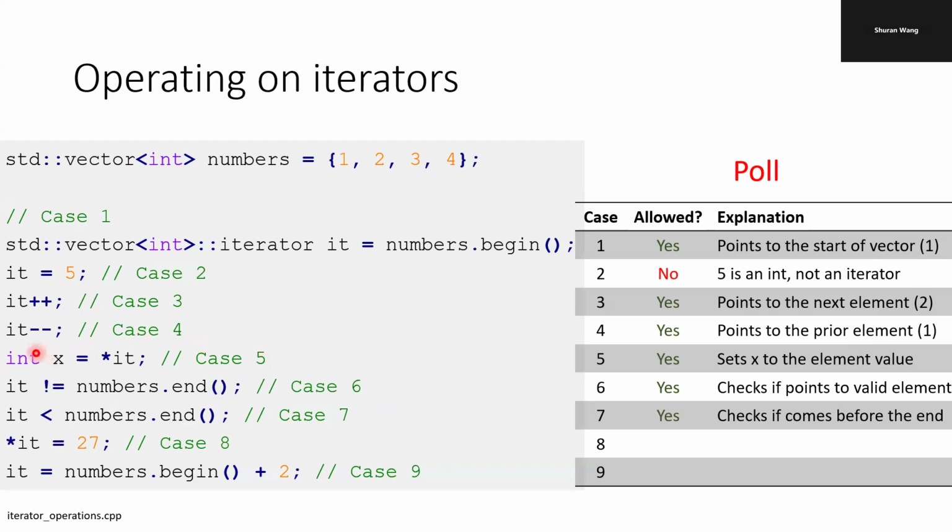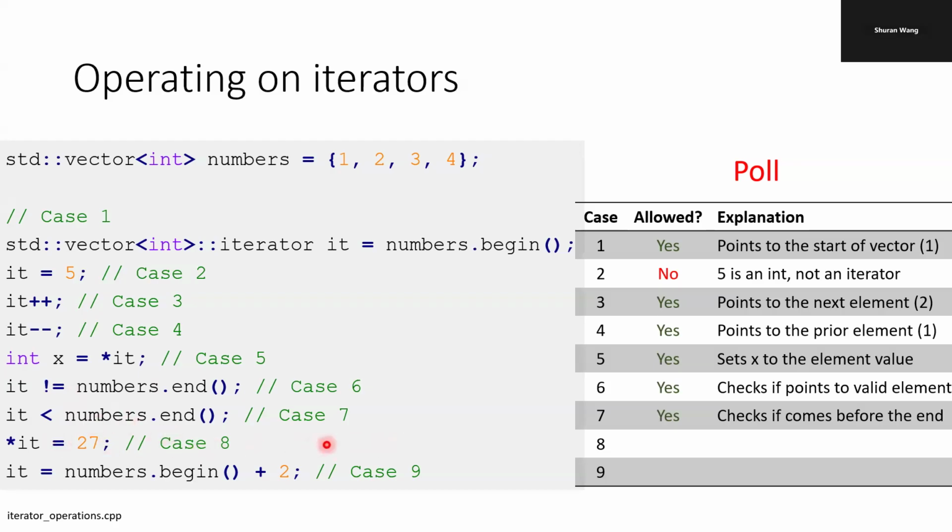So we can compare whether the iterator is numbers.end to check whether the current iterator is pointing to a valid element. If it's invalid, it's going to equal numbers.end. And it's a similar logic for less than. We just need to be careful because for some containers, the less than operator might not be defined. But in most, it should be defined.